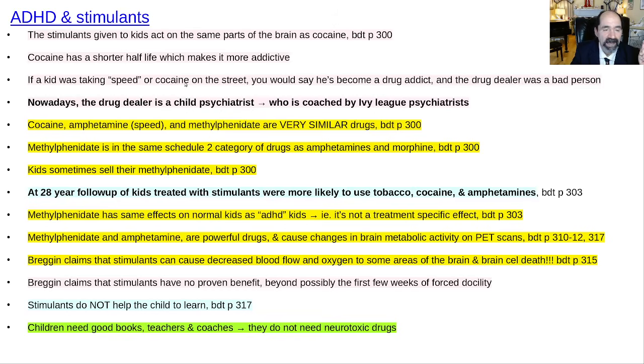Cocaine has a shorter half-life. And by the way, I don't have anything to do in this field. I don't work in child psychiatry. I don't prescribe any of these drugs. I have nothing to do with any of this. I'm simply a doctor who's studying the brain, okay?